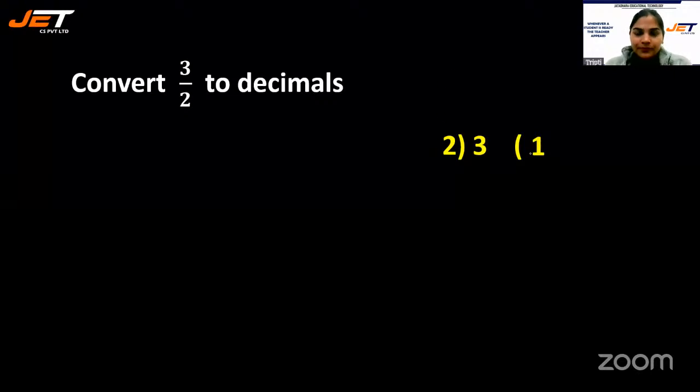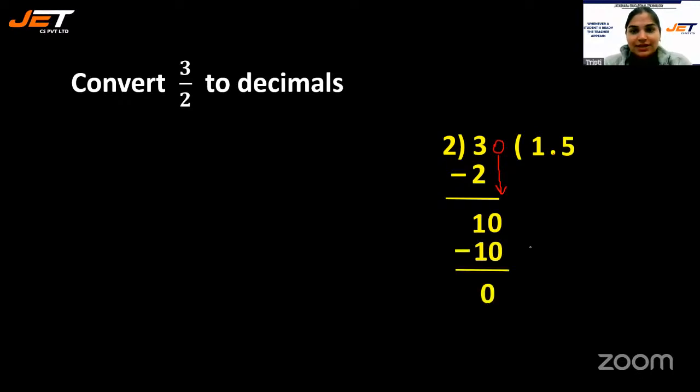2 times 1 is 2 here. And then we subtract, 3 minus 2 is 1, right? We'll put an extra 0 here and then bring it down. Now this has become a 10. When we put an extra 0 here, we put a decimal here. Now 2 times 5 is 10. So the answer here is 1.5. So that means 3 by 2 can be written as 1.5.